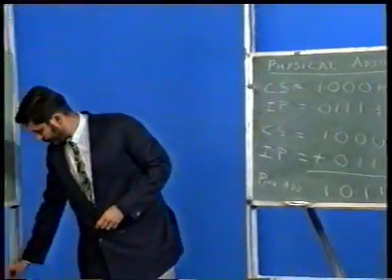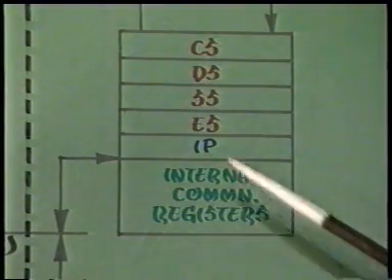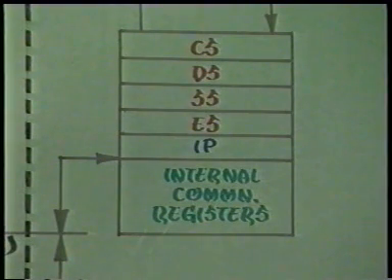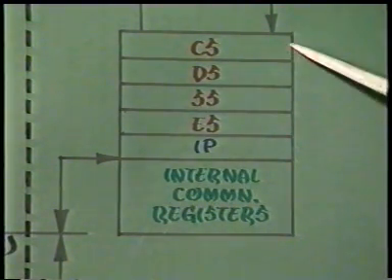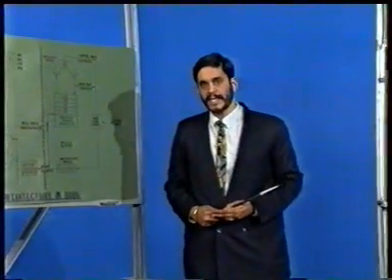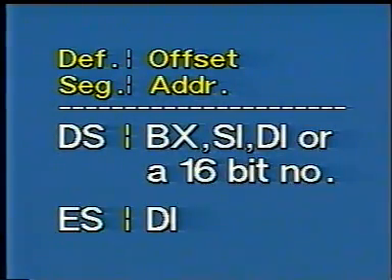Thus, CS gives us the start of the current code segment with IP giving the offset or the distance from this starting address to the next instruction byte to be fetched. Offsets have to be added to the other segments also to generate the corresponding physical addresses. The details of the offset addresses are as shown in the graphic. For CS, the offset is in IP. For SS, it is in SP or BP. Similarly, for DS, offset is in BX, SI, DI, or can be a 16-bit number. For ES, the offset is in DI.